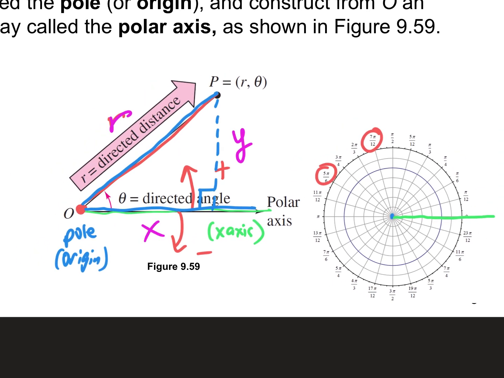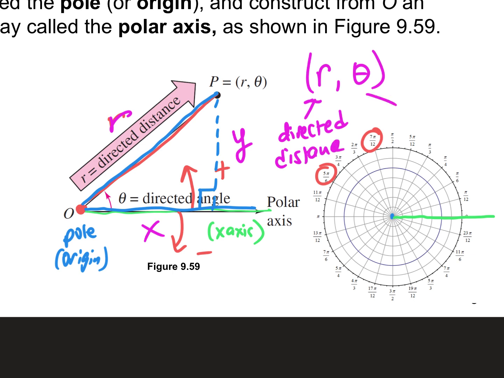So instead of having an xy coordinate when you are plotting points, you're going to be given an r comma theta. The r is the directed distance, and this will make more sense in a minute. And then theta is the angle on the unit circle, or on the polar coordinate. So you're going to have a directed distance and then your angle.